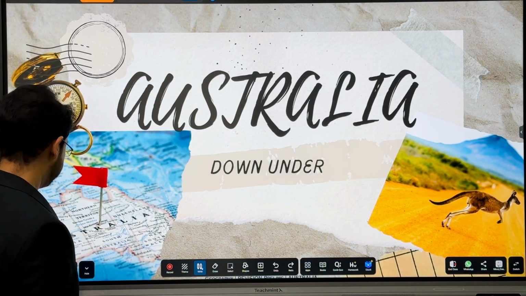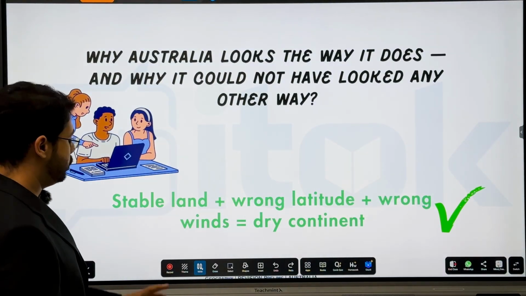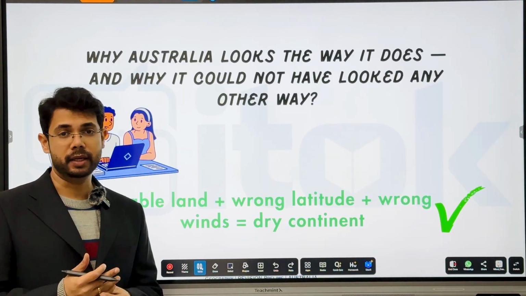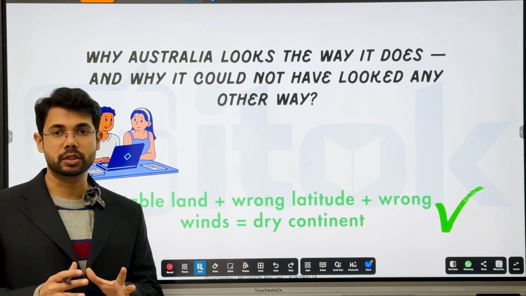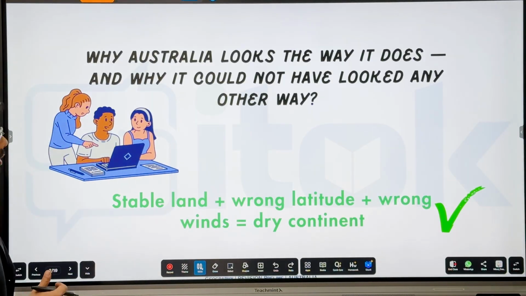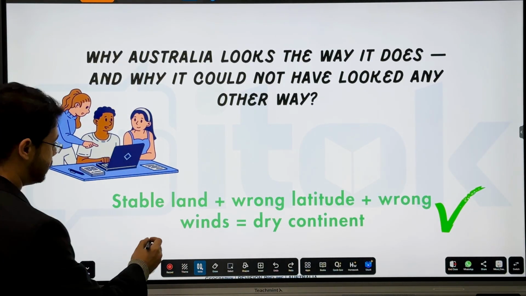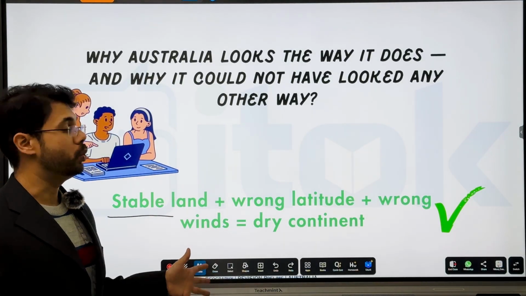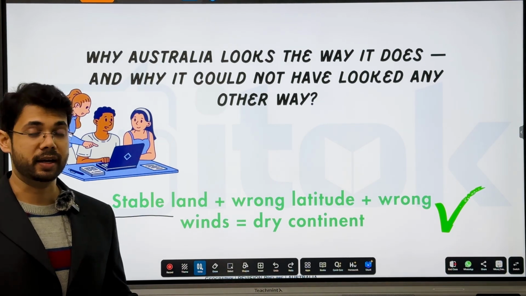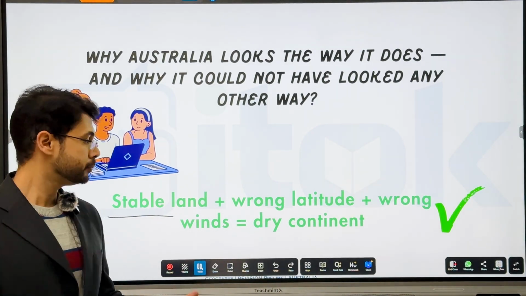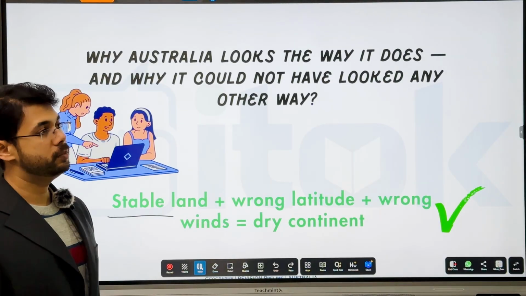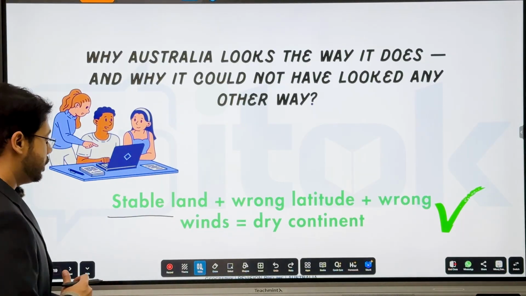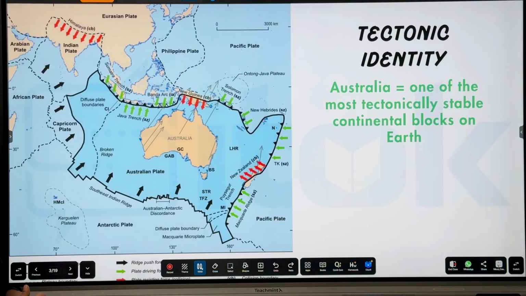Today we'll be covering Australia. First of all, you need to understand the entire geography of Australia, and along with that, what tectonic plates were in motion and why Australia looks the way it looks today. The most basic thing is it has a stable land, and unfortunately it is in the wrong latitude and the wrong winds. We will see how westerlies affect an entire continent and make it into a desert land. Similarly, on the latitude, we will see how the Hadley cell is affecting Australia and turning it completely into desert. That's why it is also called the dry continent.